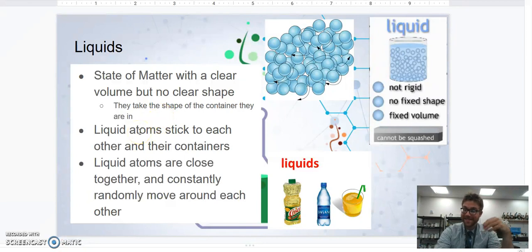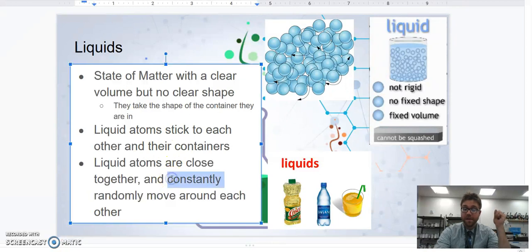Liquid atoms tend to stick to each other and to whatever they're touching. The other important thing to remember here is that liquid atoms are close together and they're constantly and randomly moving around each other. Liquid atoms are close together, but they're always moving around each other, not very far away. Solids are together. Liquids are moving around each other.